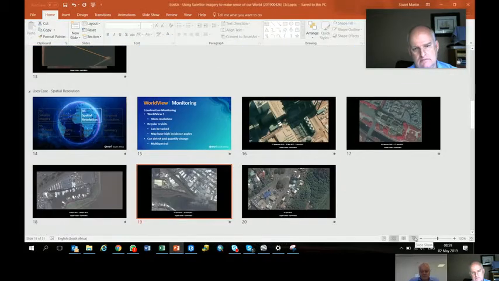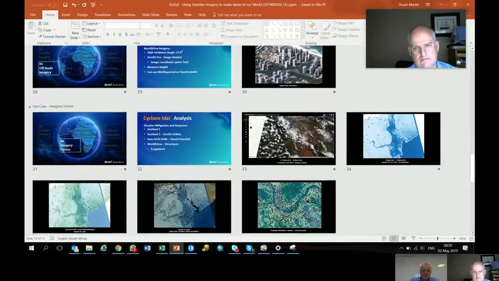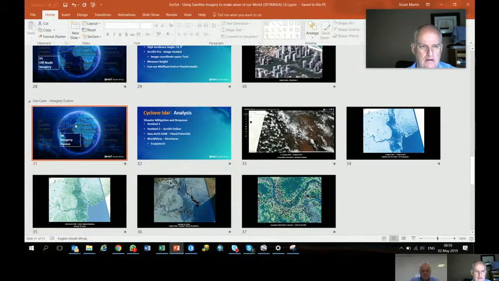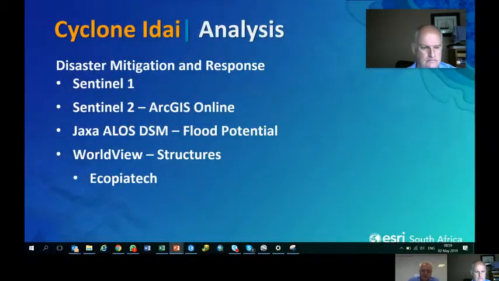The next example I want to show is one of a recent event in Mozambique, where we had Cyclone Idai. And here I'm going to discuss the issue of bringing multiple sensors together. So we're going to fuse imagery together to assist in things like, how could we have prepared for it? How do we respond to it after the fact? And here we're using a multitude of sensors.